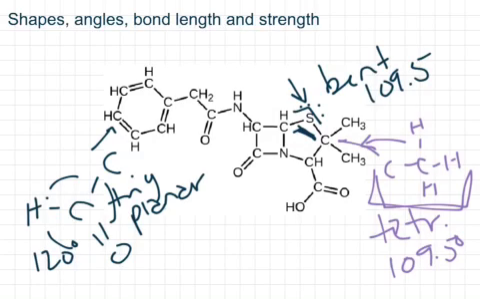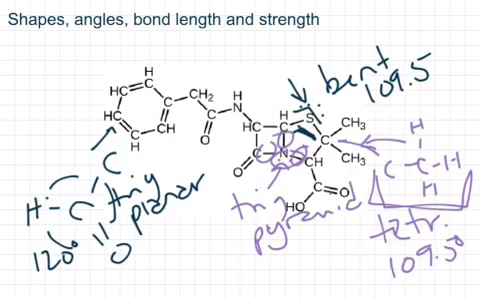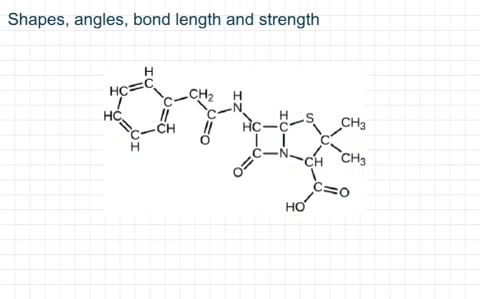And then let's do this one. What's missing here? A lone pair. So I know that 1 lone pair and 3 single bonds makes that a trigonal pyramidal, which means 109.5 would be the bond angles.